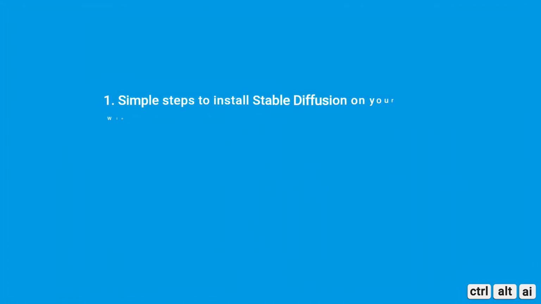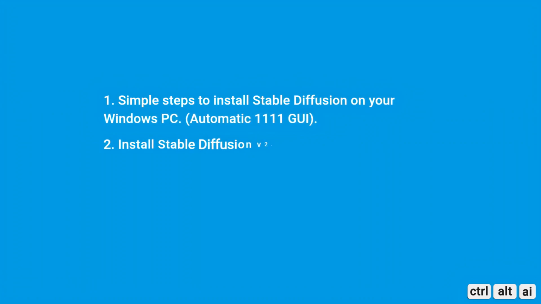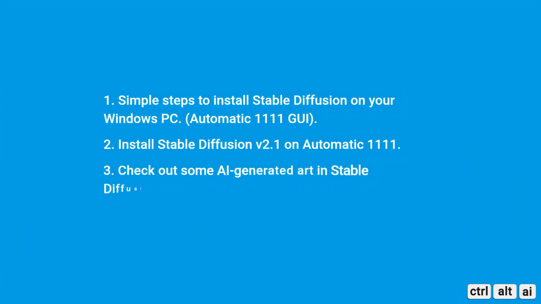In the future, we will focus our videos on everything AI related. In today's video, I will show you simple steps to install Stable Diffusion on your Windows PC. That's Automatic1111, the graphical user web interface of Stable Diffusion. Two, how to install Stable Diffusion version 2.1 on Automatic1111. Lastly, check out some AI-generated art in Stable Diffusion.